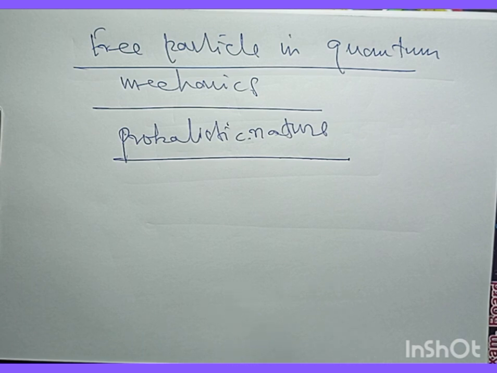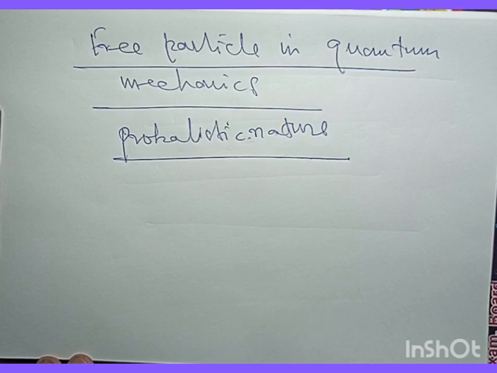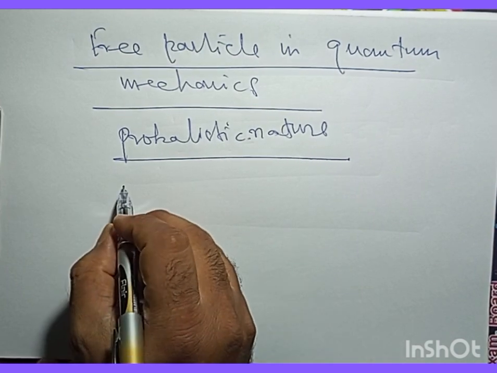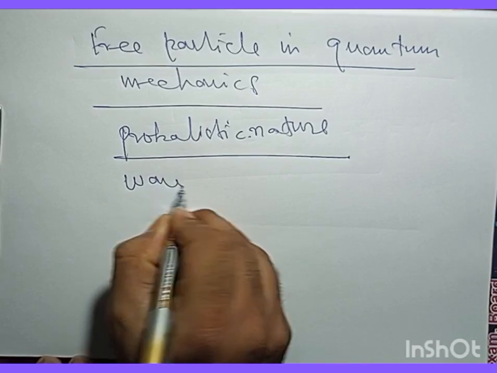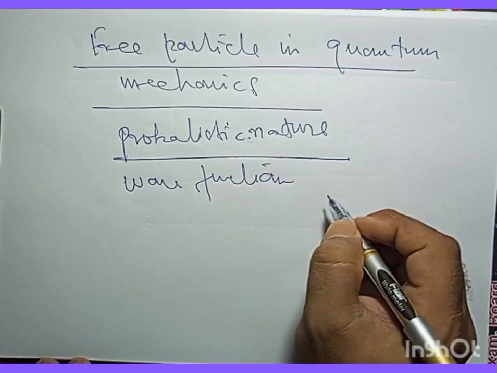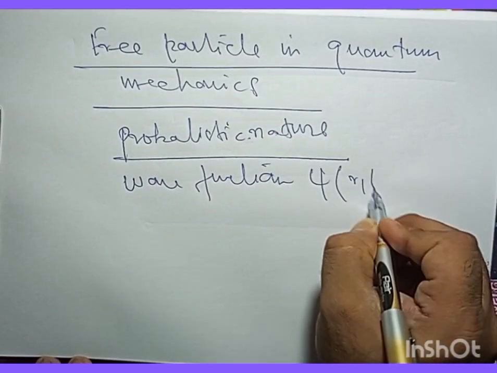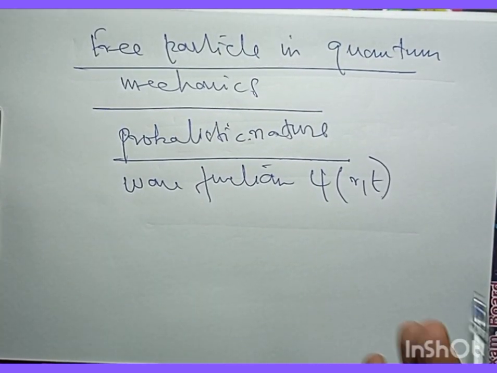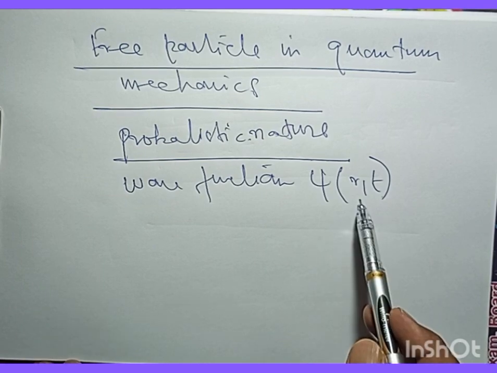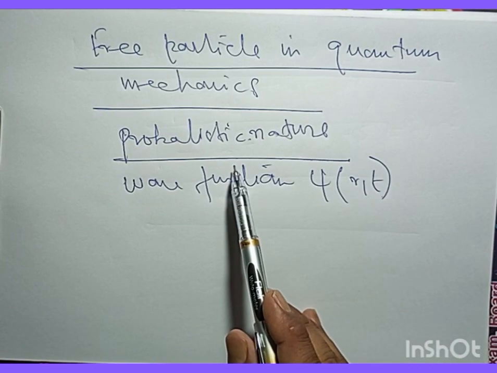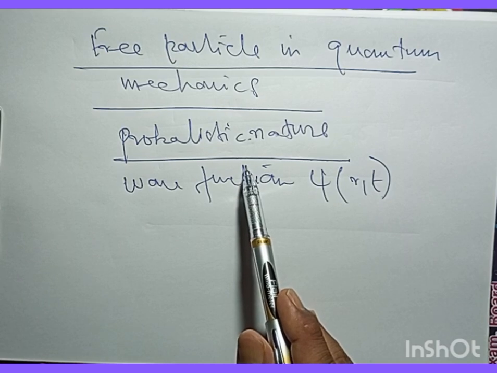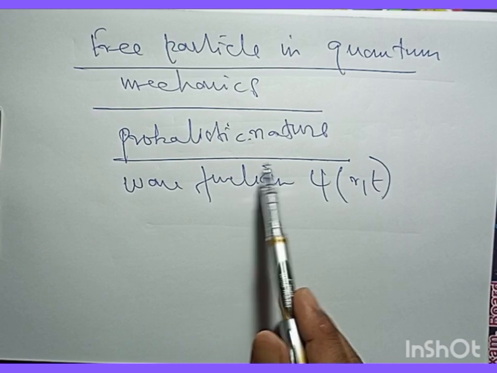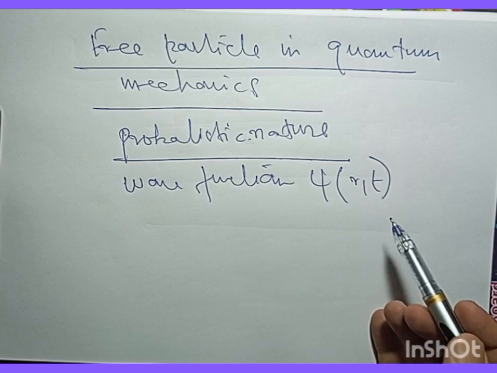So where do we start when we talk about the free particle in quantum mechanics? In classical mechanics, we started from Newton's law, and here we have the basic equation. In quantum mechanics, we have the state of the free particle, and this state is described by what is called the wave function, symbolized as psi of r and t. This wave function provides the information about the probability of finding the particle in a given position at some specific time.